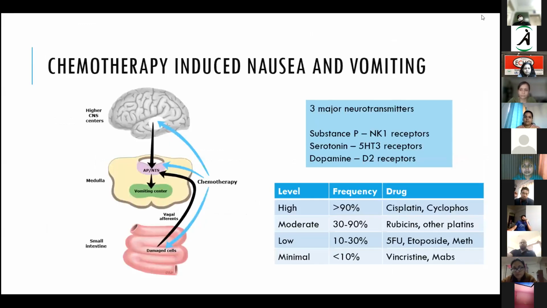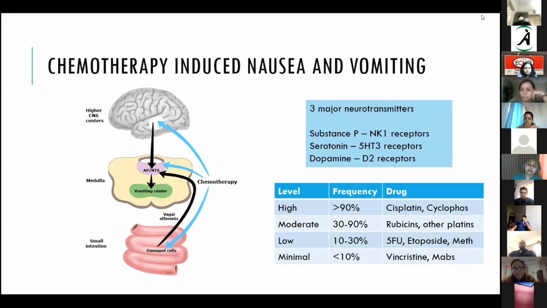I talked about this earlier about chemotherapy induced nausea vomiting. The major neurotransmitters involved are substance P, serotonin, and dopamine acting on NK1, 5-HT3, and D2 receptors. Now, it doesn't mean that every chemotherapeutic drug will cause nausea and vomiting. There are classifications in terms of very highly emetogenic to minimally emetogenic.